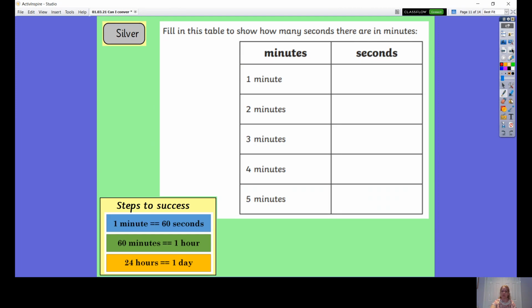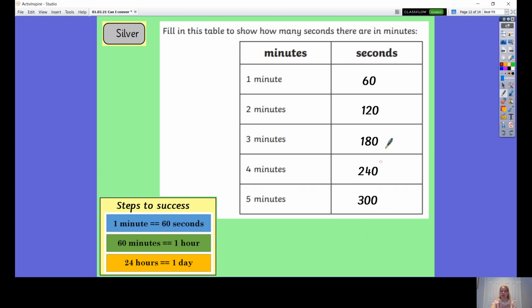Moving on to the silver task for today. You have a simple table. Draw it out for me with a ruler, would be really good. Fill in the table to show how many seconds there are in minutes. So 1 minute, I've told you 1 minute's down here. Look on the steps to success. 60 seconds. And then use your 6 times table to work out the others, please. Pause here and have a go at that.